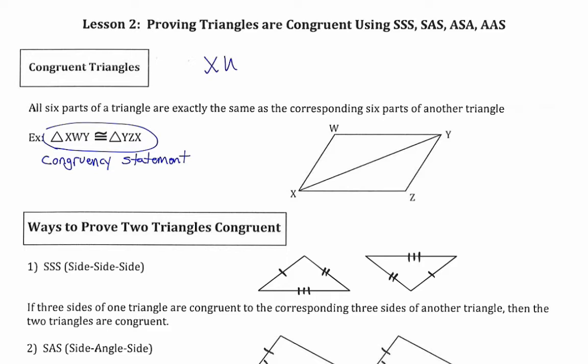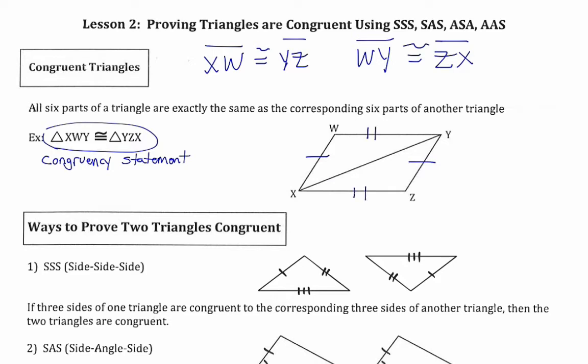Side XW, the first 2 letters, is congruent to side YZ, the first 2 letters in the second triangle. So I can mark that. XW should be the same as YZ. I also know that WY is congruent to ZX because those are the second letters in each part of the congruency statement. So I could mark WY the same as XZ.